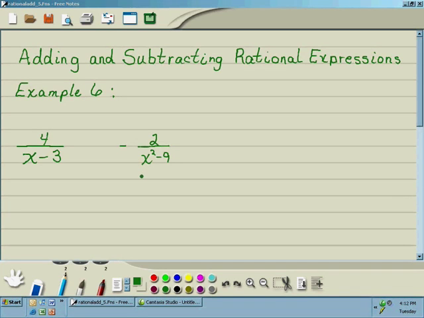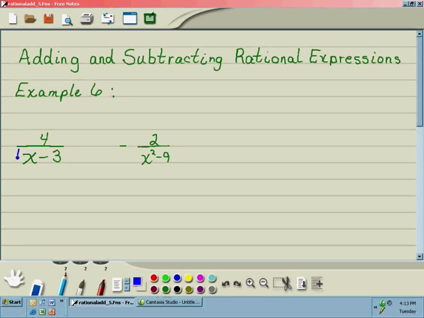Adding and subtracting rational expressions. Example 6. 4 over x minus 3 subtract 2 over x squared minus 9. As we begin our subtracting, notice that these fractions do not have a common denominator, so our first step will be to factor both of these.